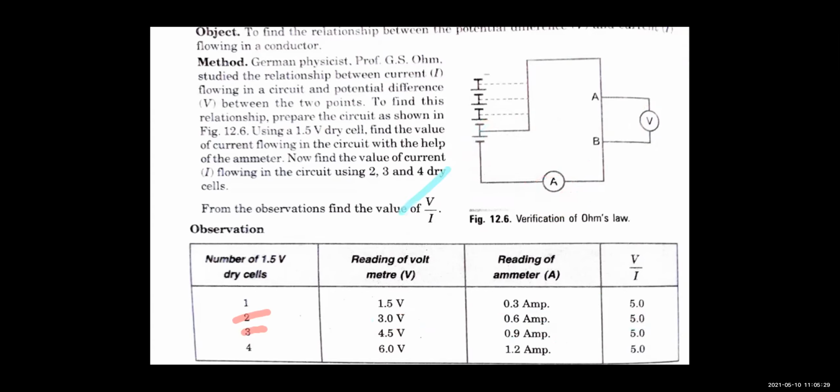Step number 4, increase one more cell. So how many cells? 4. Each cell is of 1.5.